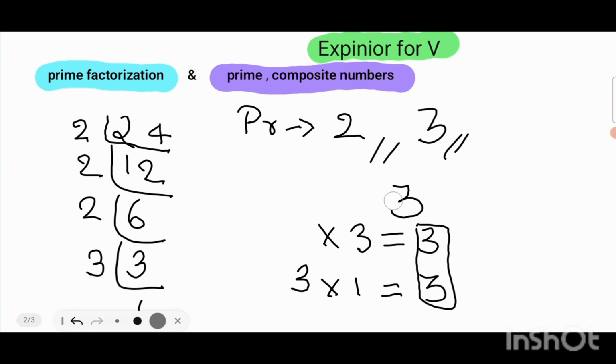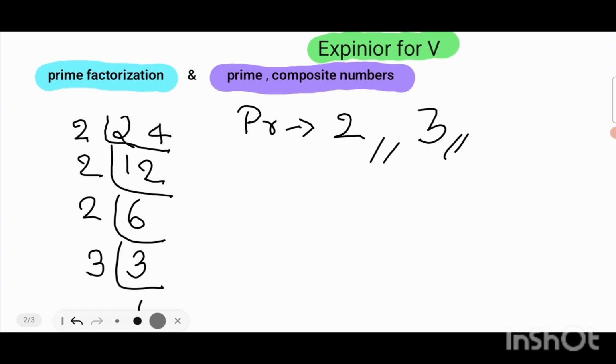If we take one more number, that is 7, we'll check it starting from 2. 2 ones are 2, 2 twos are 4, 2 threes are 6, 2 fours are 8. So we will not find 2 as a factor of 7. 3 ones are 3, 3 twos are 6, 3 threes are 9. No. 4 ones are 4, 4 twos are 8, 4 threes are 12. Again no. 5 ones are 5, 5 twos are 10. No. 6 ones are 6, 6 twos are 12. No. So 7 ones are 7.